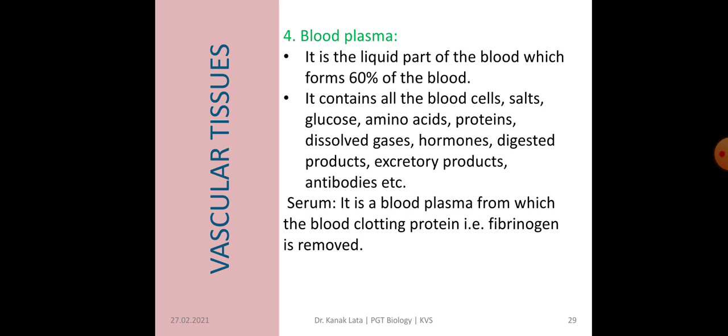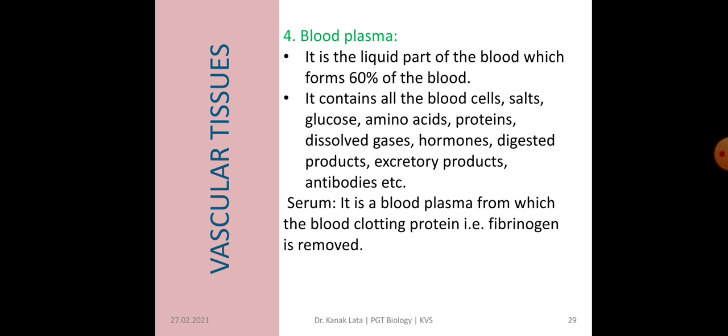Fourth is blood plasma. Blood plasma is the liquid part of the blood that constitutes 60% of the blood. It contains all the blood cells, that is RBC, WBC, platelets, and besides cells, salts, glucose, amino acids, proteins, dissolved gases, hormones, digested products, excretory products, and antibodies.